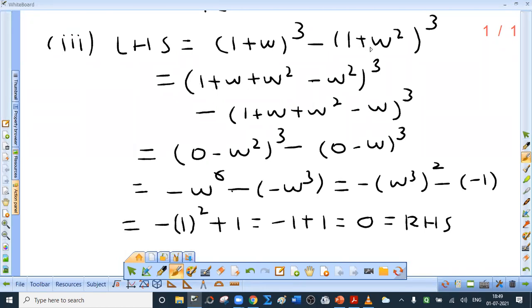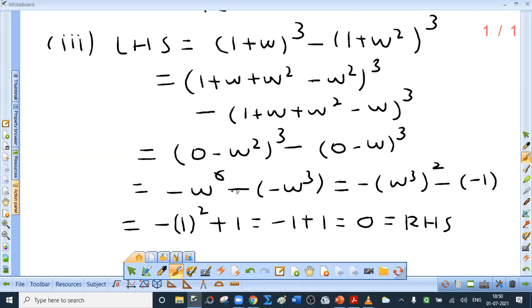Okay, what about 1 plus omega square? It is 1 plus omega square minus omega. So this is 0 minus omega square cube, minus, not plus, here a negative sign is there between the two, minus in bracket 0 minus omega cube. Now what is the cube of minus omega square? It is minus omega raised to 6, minus, what is the cube of minus omega? Minus omega cube. Omega cube is 1.